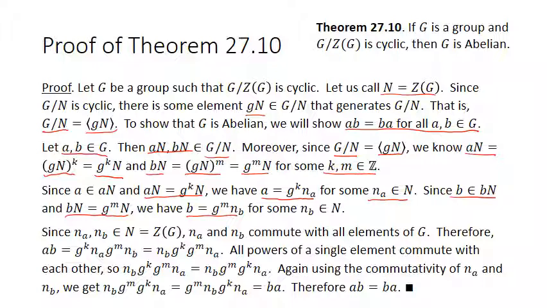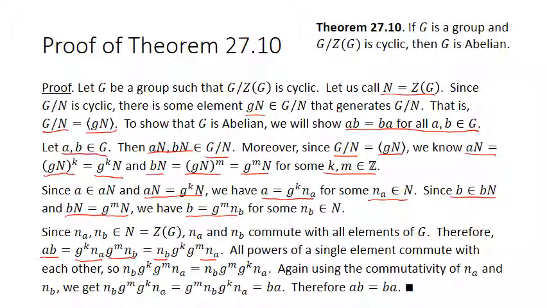You just have to use the commutative properties of elements that are in N, because remember N is the center of G, so everything in N commutes with everything in G. Okay, so what we're going to do is start off by saying AB equals, and then replace A and B with these equations that we found for them. And then since NA and NB are in the center of G, that means they commute with anything here. So we can rearrange and put NB at the front and NA at the back.